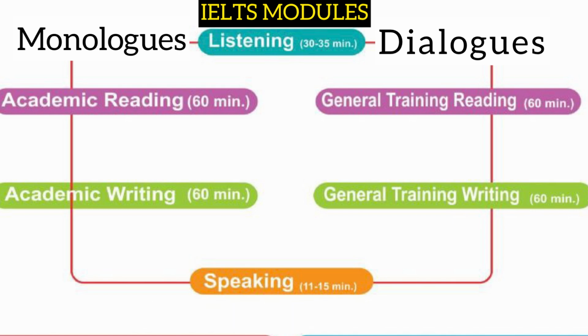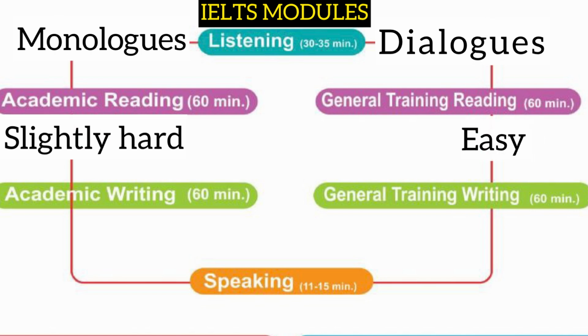Now moving on to the second module, which is your reading module. There is a big difference here between your academic reading and your general training reading. The difference is in terms of the level of difficulty. However, the tasks remain the same. For example, there will be tasks which consist of multiple choice questions, identifying information, matching information, summary completion, note completion. All such tasks are covered in this particular module.